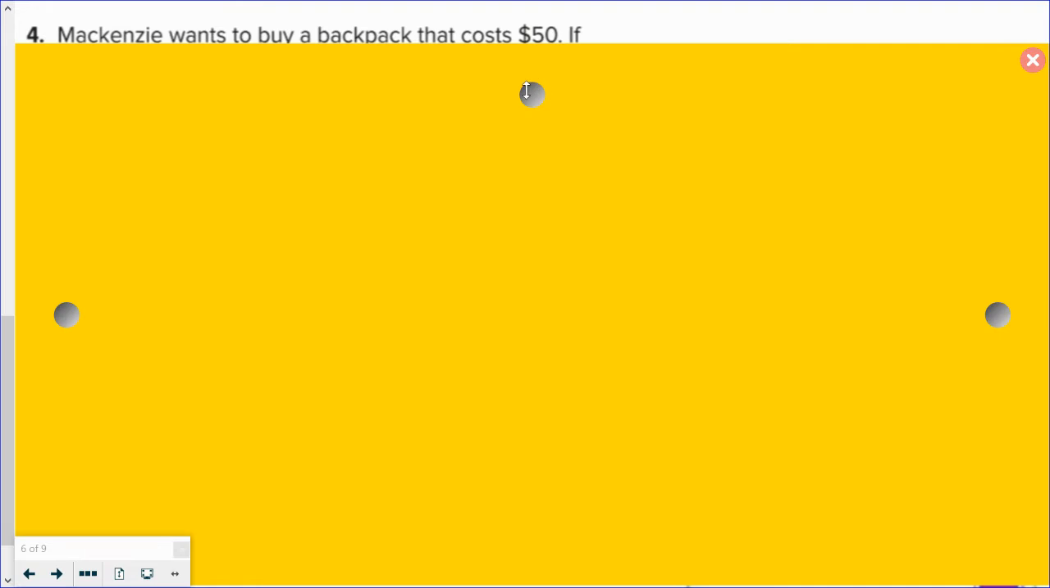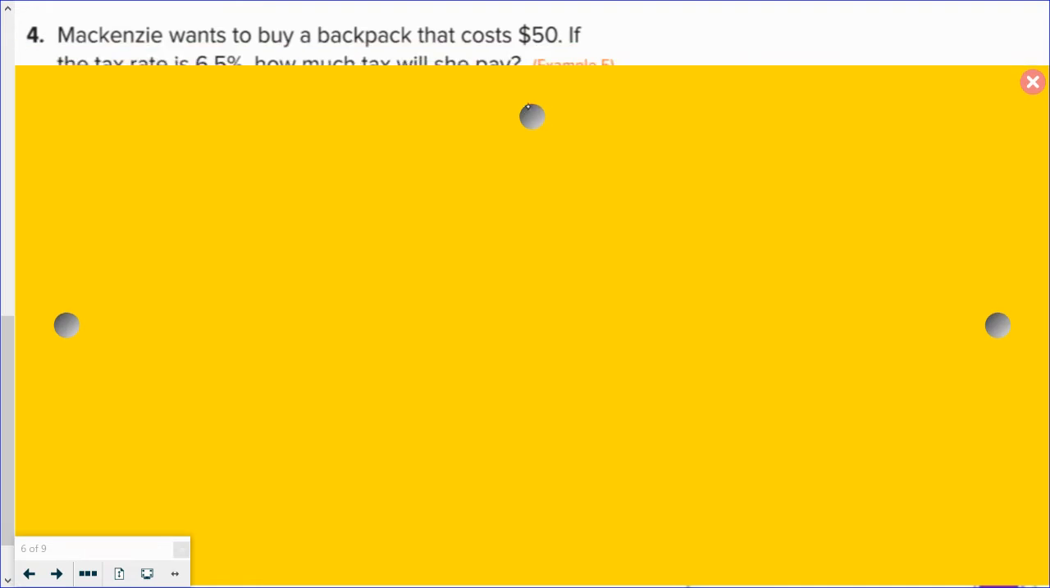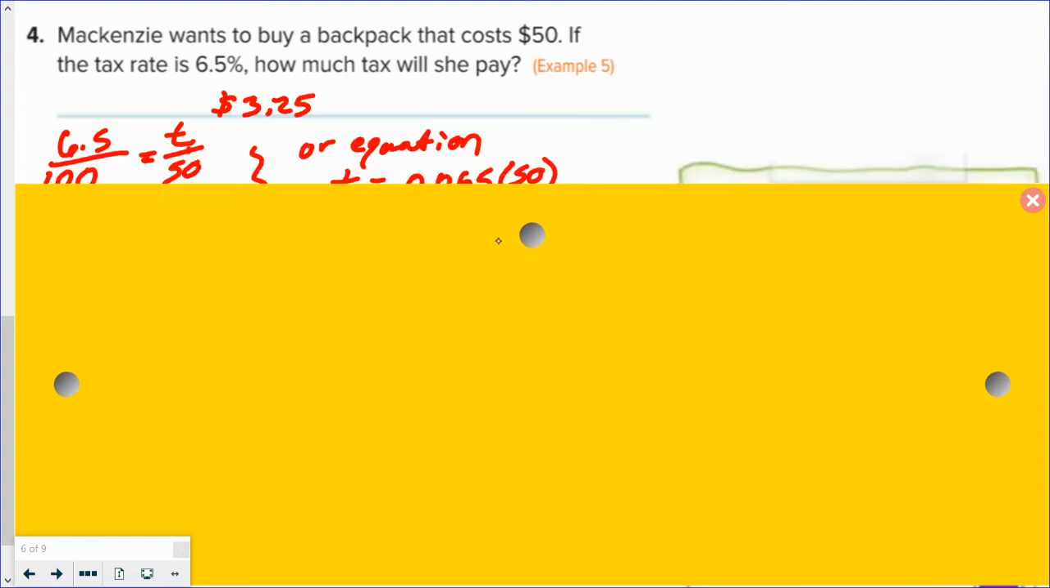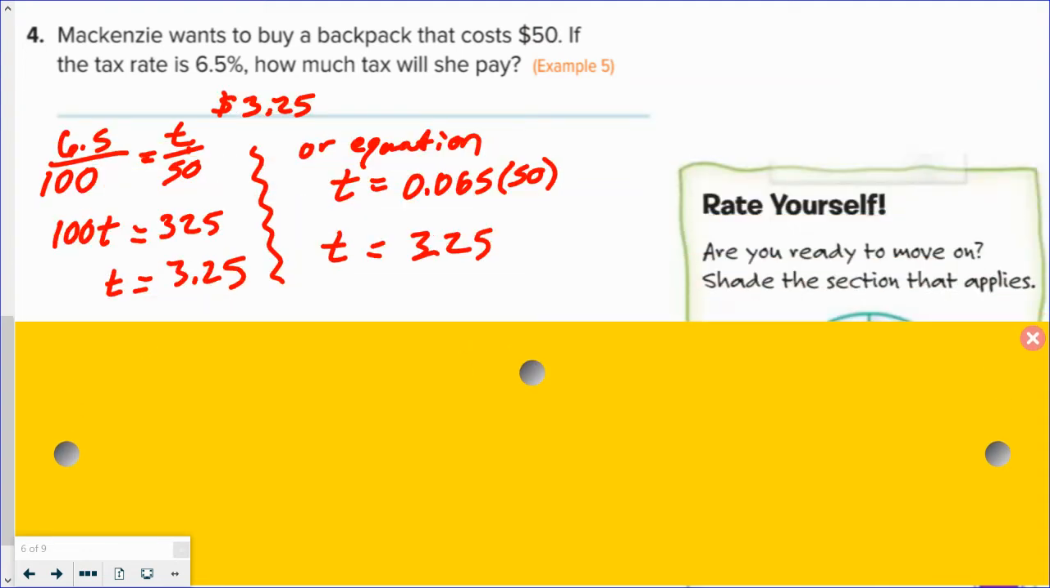All right, Mackenzie wants to buy a backpack that costs $50. If the tax rate is 6.5%, how much tax will she pay? There were 2 ways that you could have gotten this. Well, all of these have basically 2 ways. Using the proportion way, I got $3.25. Or I did the equation part, turned my percent into a decimal, and multiplied it by the number given. And I still got my $3.25.